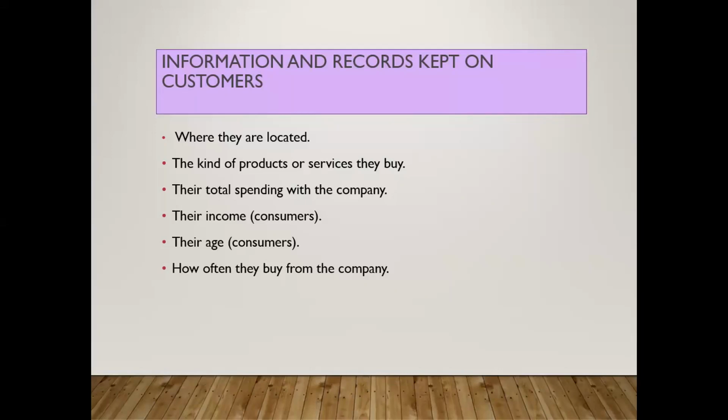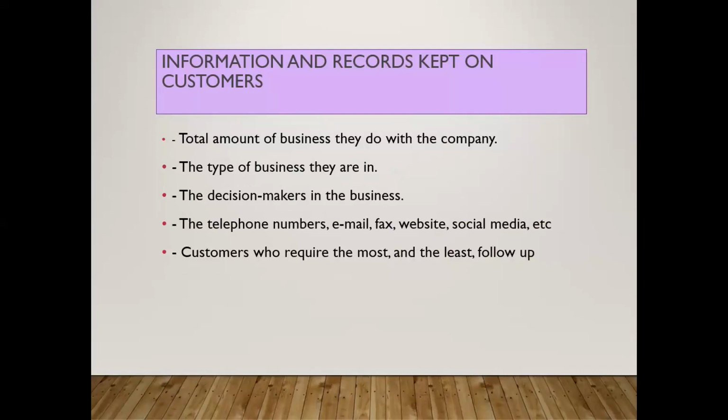How often a person purchases items from the company is also another important piece of information. The company may want to know also the total amount of business they do with their clients, the type of business that the clients are in, the decision makers in the business, and of course, contact information, the telephone numbers of the organization, their email, fax number, website, social media, etc. These are all pieces of information that are very important.